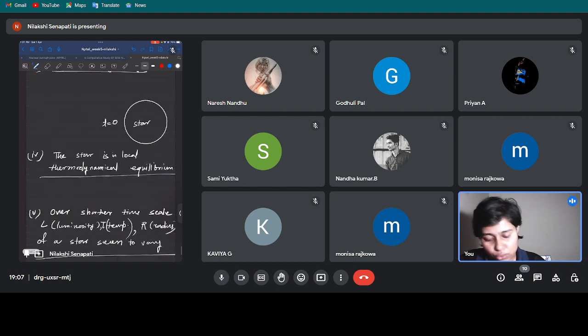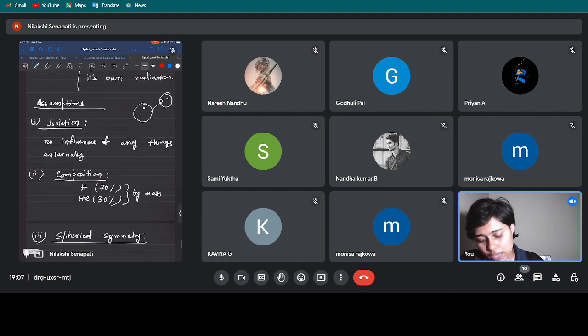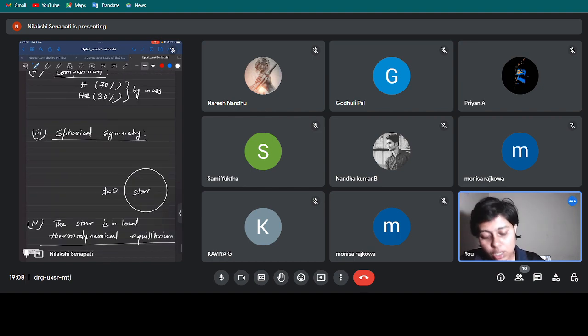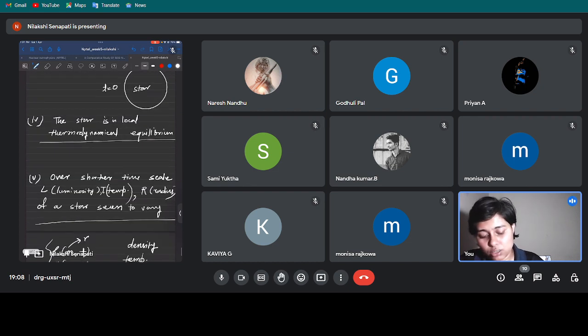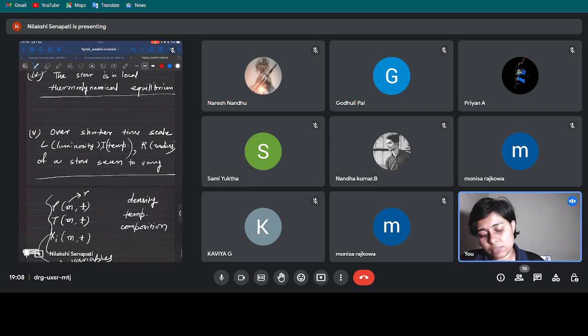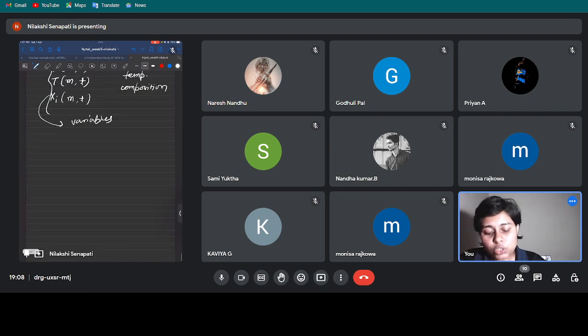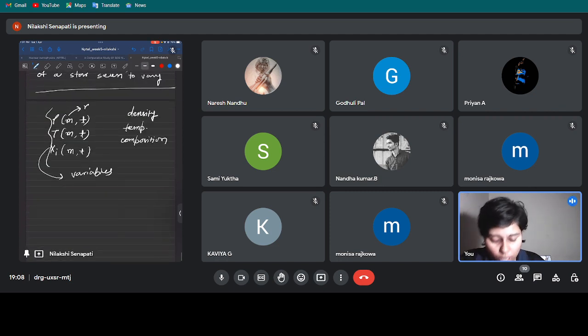So now we know what the assumptions are. Isolation, composition: it is made up of hydrogen and helium. Spherical symmetry is present there. The star is in local thermodynamical equilibrium, and fifth is that over a shorter time scale, L, T and R of a star are seen to vary. Okay, and these are the variables. So now we have the conditions and variables.